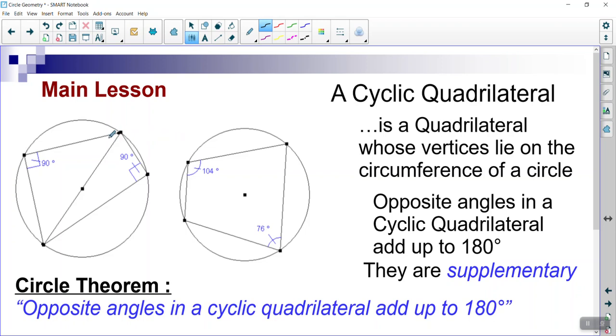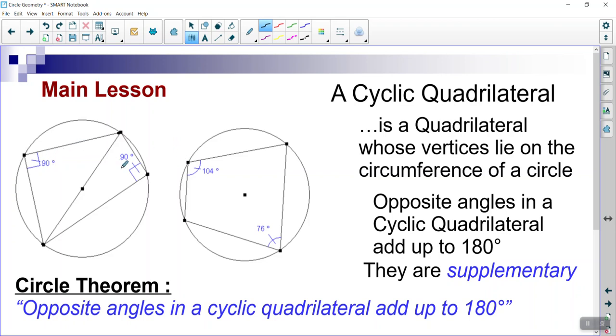The property of a cyclic quadrilateral is that the opposite angles add up to 180. They are supplementary. And the circle theorem states that opposite angles in a cyclic quadrilateral add up to 180, and we use this property to solve problems involving inscribed quadrilaterals in a circle.